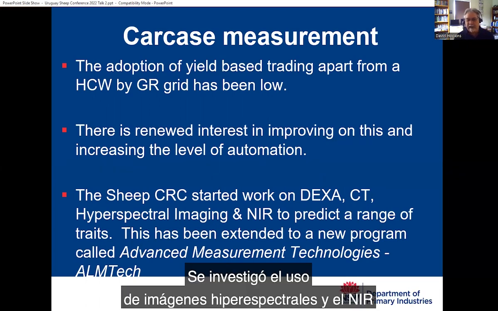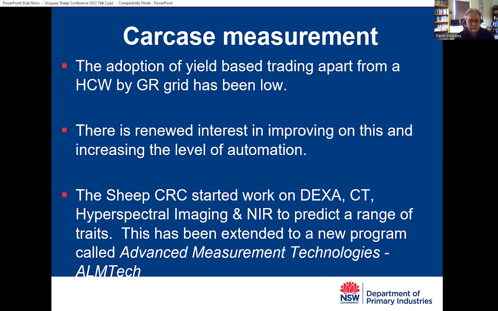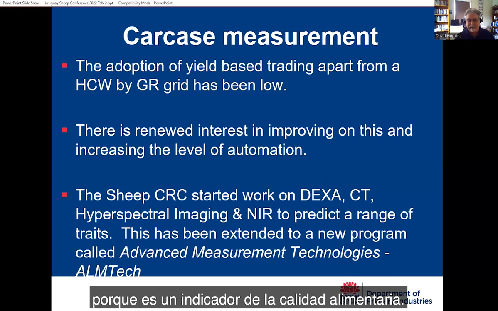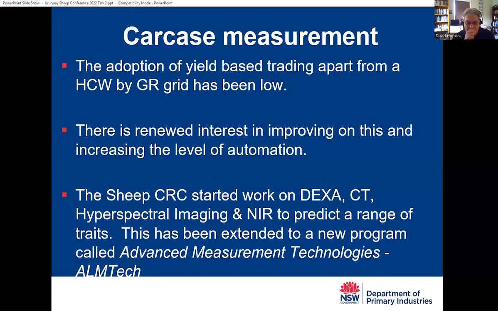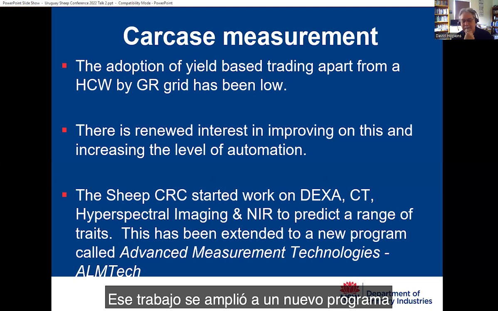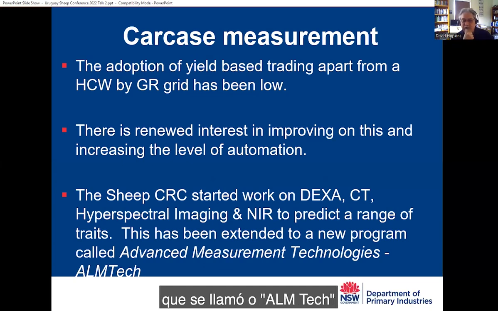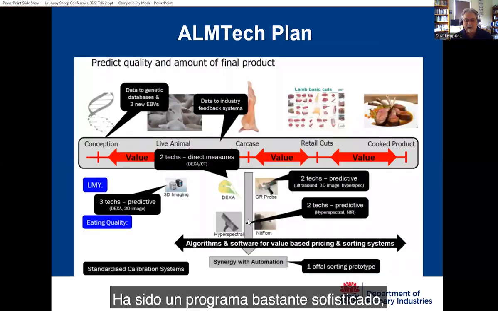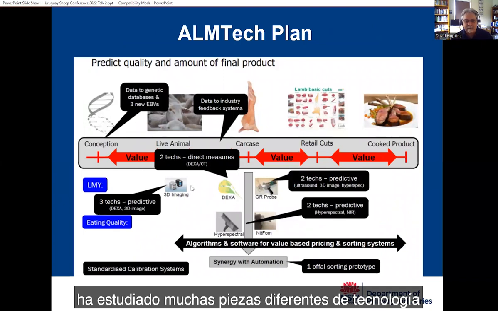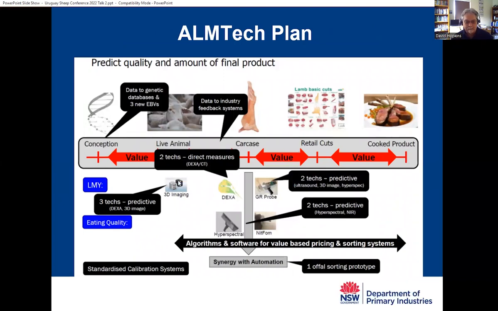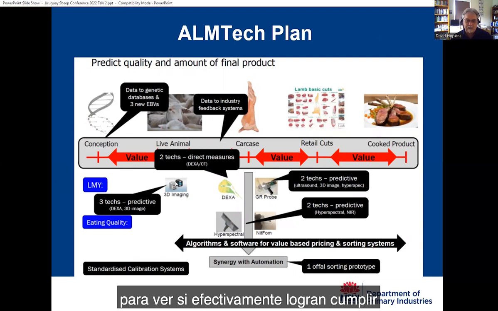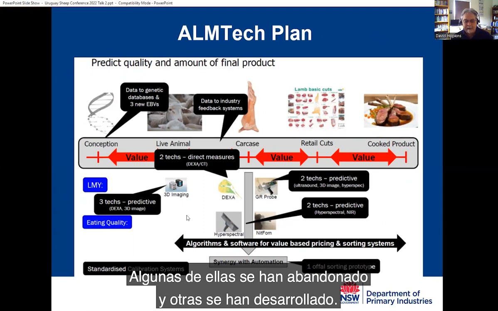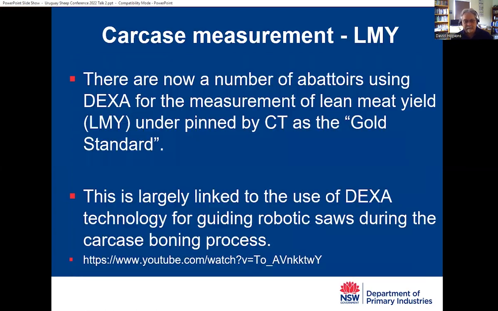Hyperspectral imaging and NIR have been investigated to predict a range of traits, but particularly intramuscular fat, because it's a proxy for eating quality. And that work was actually extended to a new program that was called the Advanced Measurement Technologies, or ARMTech program. And that program has been quite sophisticated, looked at lots of different pieces of technology to see whether they could actually be good for purpose. And some of them, of course, have been abandoned and others have been developed.